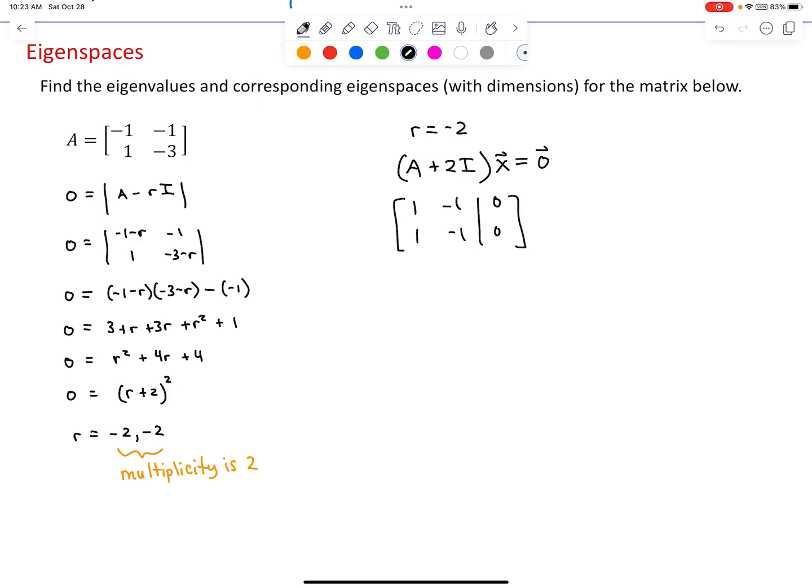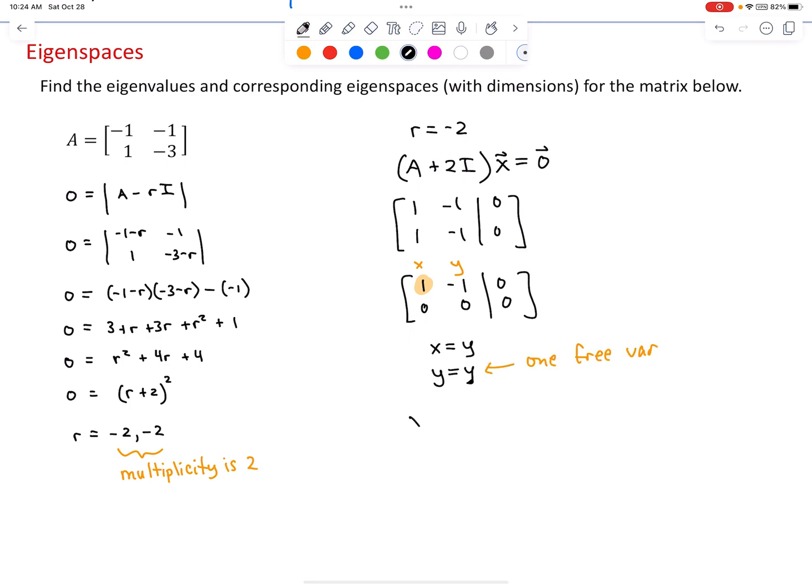Put this in reduced row echelon form, which could be done in one row operation. Once again, we can see a free variable. Pivot position is in the x column, so y is free. The first row reads x minus y must be 0, so in other words, x has to be y, and y is free. One free variable. Therefore, our vector x has the form y, y. We factor that y out, and we get any multiple of the vector 1, 1.